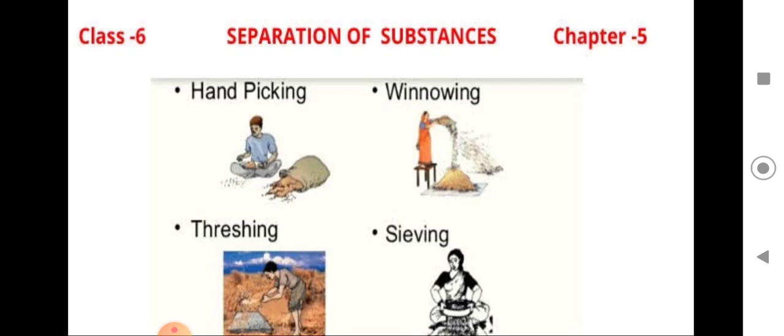You can see this picture. Four pictures are there. You see the first picture, hand picking is written. Then winnowing, you see how that is being done, and threshing and also sieving. What are these? Why are they separating? That will come into your mind. Let us know about why separation is needed and the different processes of separation in today's class, children.